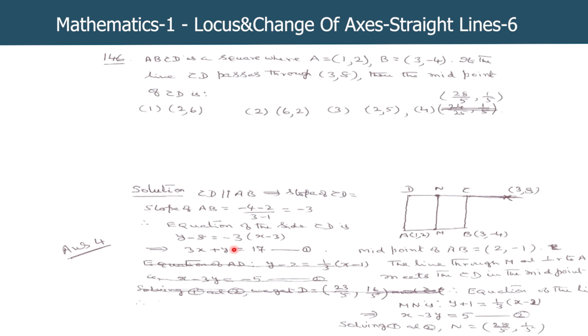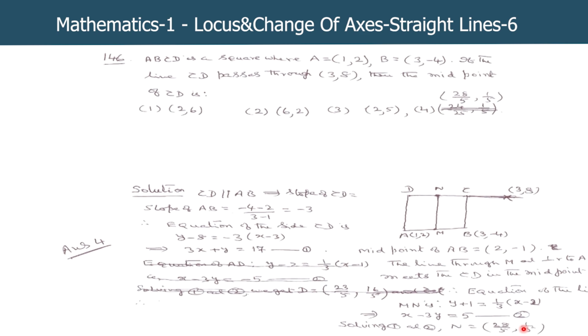So, the midpoint of AB is M equal to 2 comma minus 1. The line through M and perpendicular to AB meets CD in the midpoint N. Therefore, the equation of the line MN is y plus 1 is equal to 1 by 3 into x minus 2, because MN is perpendicular to AB and the slope of AB is minus 3, so the slope of MN is 1 by 3. Which is x minus 3y is equal to 5. Now, solving this equation with the CD equation, we will get the point N equal to 28 by 5 comma 1 by 5. So, the correct option is number 4.